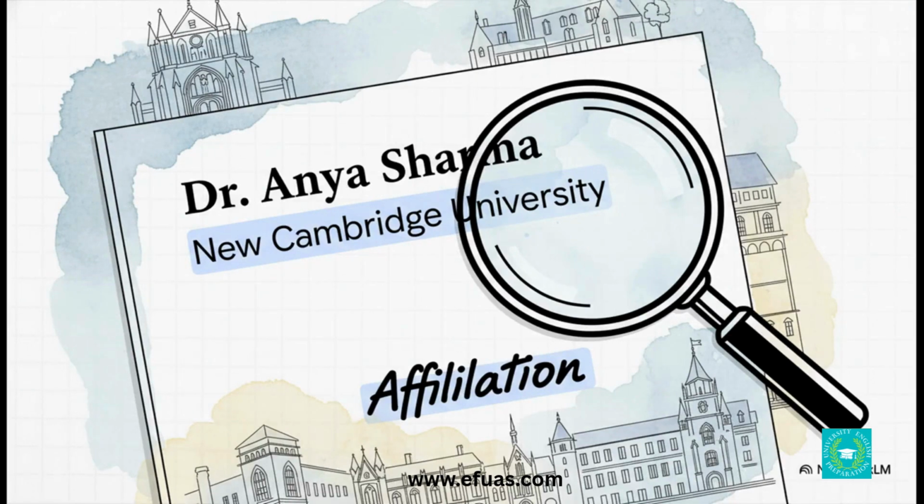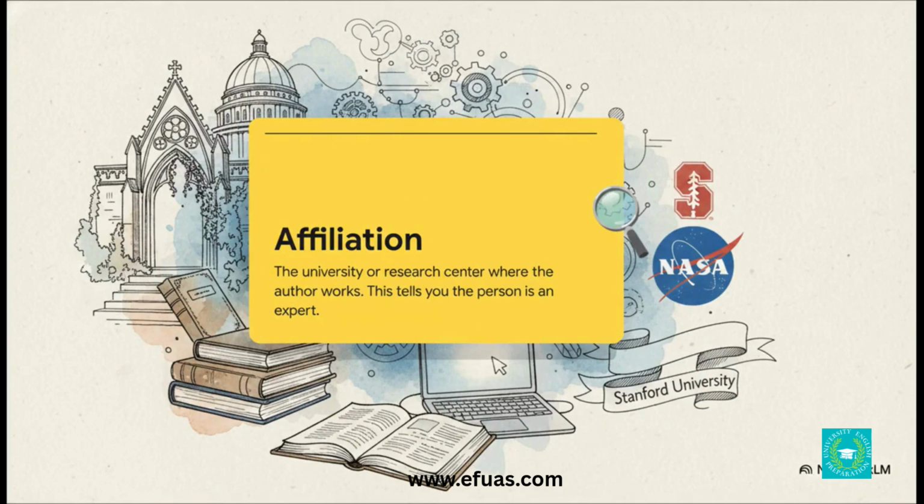The second thing you're looking for answers the question, who wrote this? You'll see the author's name, of course, but you need to look for another key word right next to it. That word is affiliation. So what's an affiliation? It's just the university or the research center where the author works. When you see a name like Harvard University or maybe the World Health Organization, that's your proof. It tells you this person isn't just some random blogger, they're a professional expert in their field.